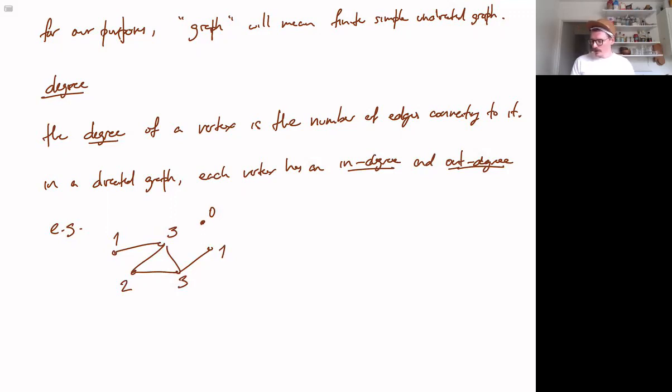And there are a couple special words for these kinds of things. A degree 0 vertex is called isolated. And a degree 1 vertex sometimes is called a pendant, because it looks like it is hanging off of the graph.